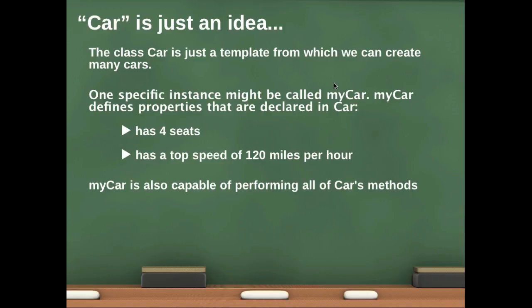If we want to make a real car, then we have to instantiate a car from the Car class. So one specific instance might be called myCar. We can talk about myCar in terms of it being blue, having 4 seats, having a top speed of 120 miles an hour, and so forth. myCar is also capable of performing all of Car's methods. So we define the properties that are declared in Car. In other words, Car just had an int property called seats, but in myCar, we assign the value 4 to seats, and that way we know that myCar has 4 seats. Somebody else's car might only have 2.